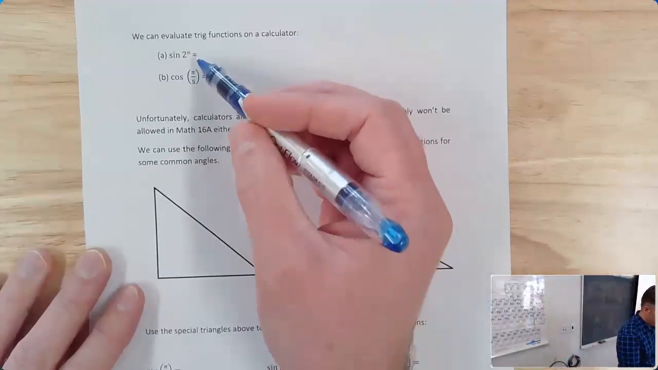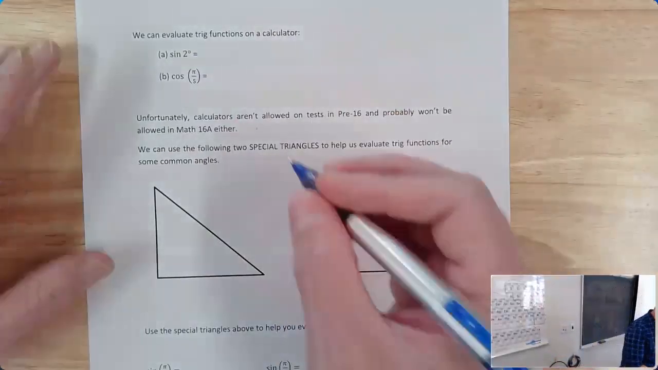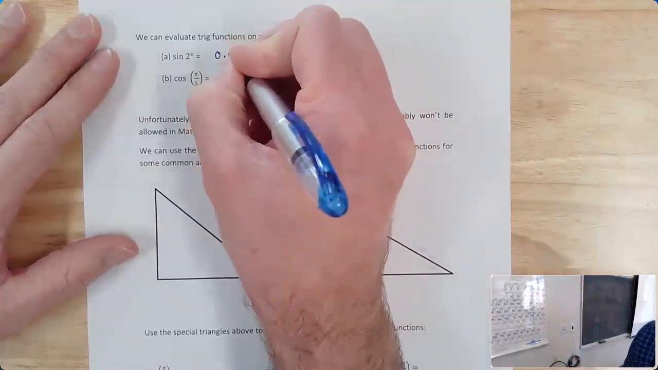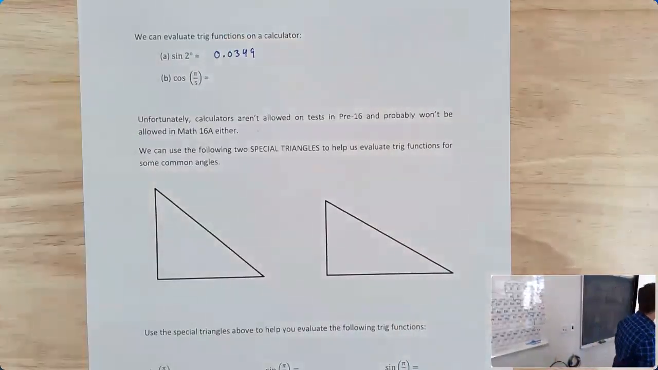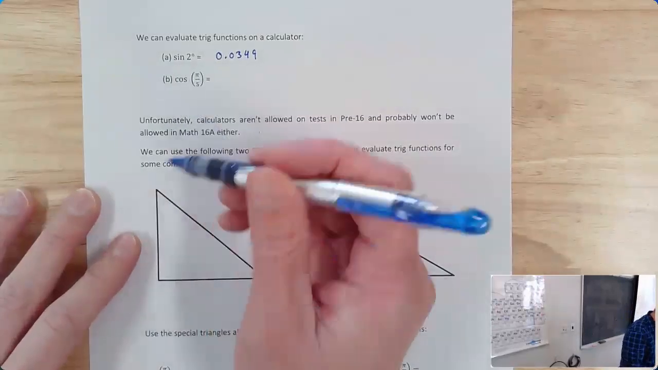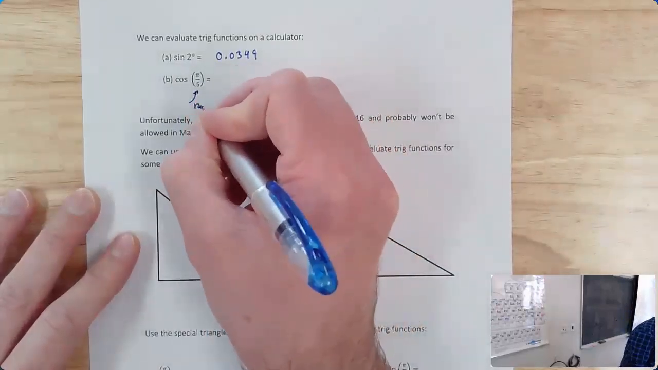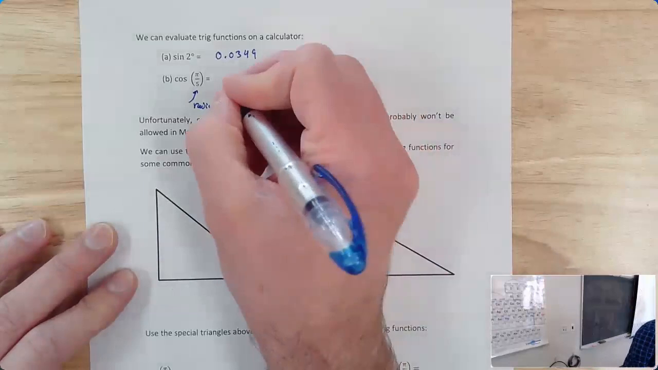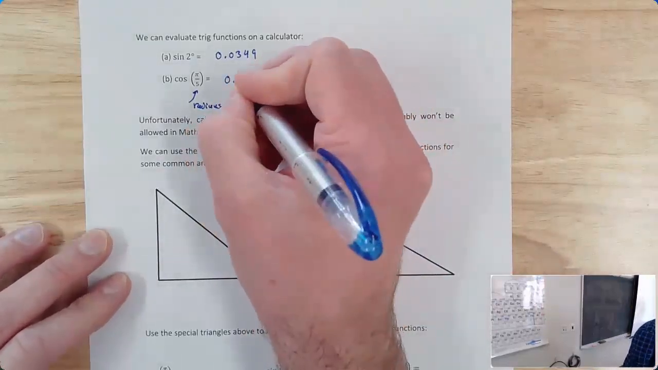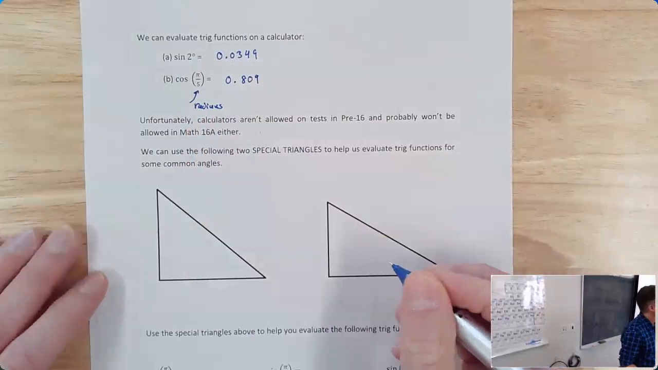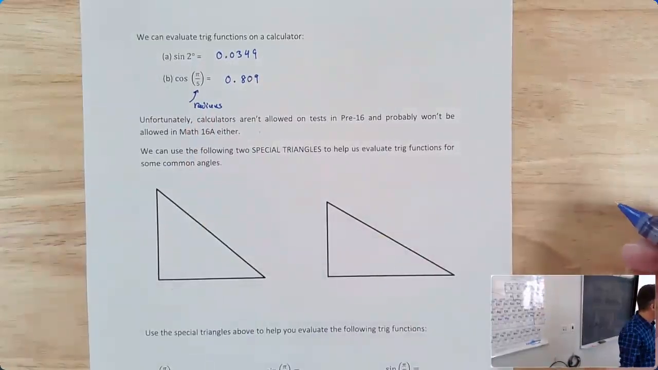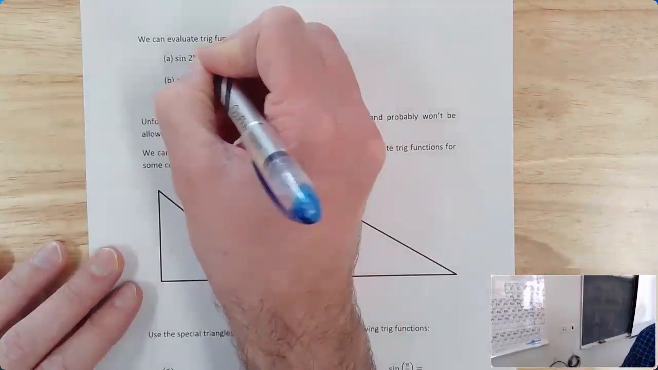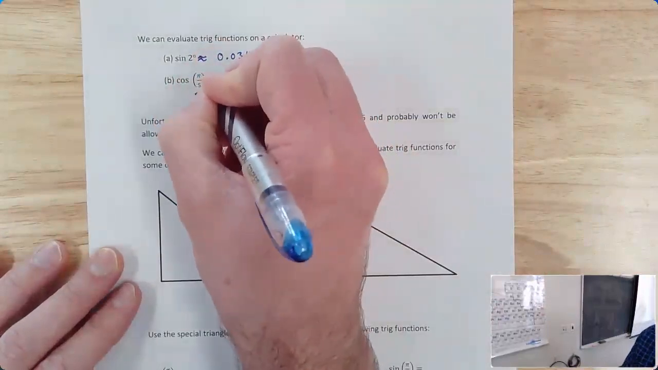So sine of 2 degrees, if you calculate that, it should come out to be approximately 0.0349. I would encourage all of you to do this at some point to make sure you can tell the difference between your calculator being in degrees or radians. This cosine of pi/5, that's an angle that's measured in radians. And if you put that into a calculator, you're going to get approximately 0.809. I should point out, these are both approximations. They're not exact values. Most of the time with trig functions, you're not going to get exact values. You're going to get approximations.